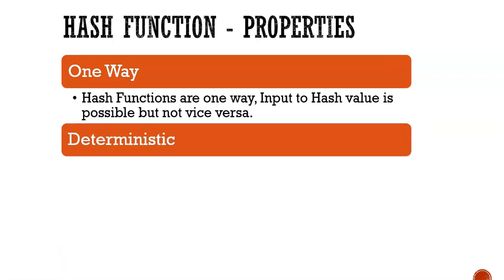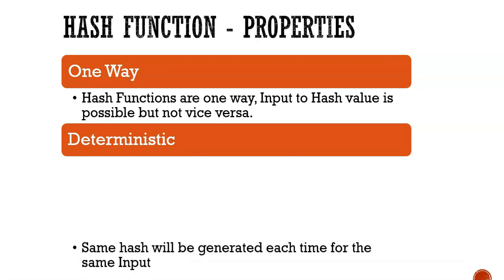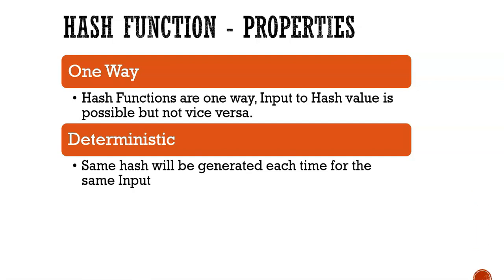And the next one is deterministic. Deterministic defines that the hash function will give you the same hash value every time you give a particular input. It is not just a random value, and it is not just a randomly generated hash. It is completely deterministic, which means that the same hash will be generated each time for the same input.